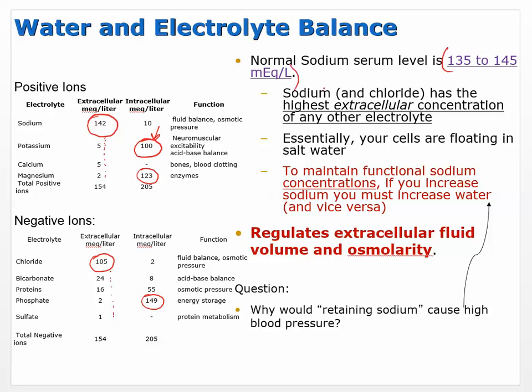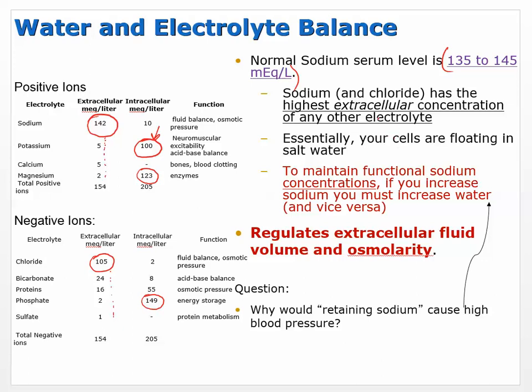That's not going to be something that I'll ask. I'll tell you if it's high or low, and then you'll have to figure stuff out from there. But sodium and chloride have the highest extracellular concentration. Essentially, your cells are floating in salt water, so that's something to remember. It's like the ocean. It's almost the same concentrations. All of these ions are almost the same concentrations as the oceans.